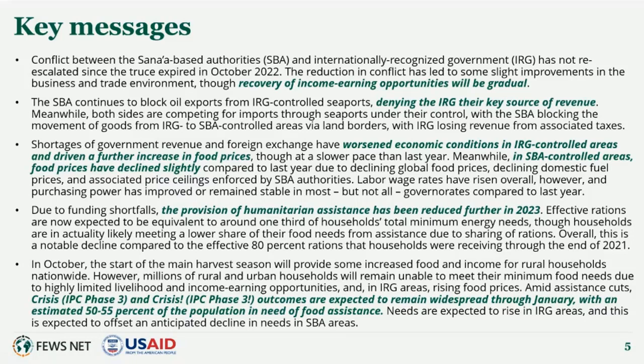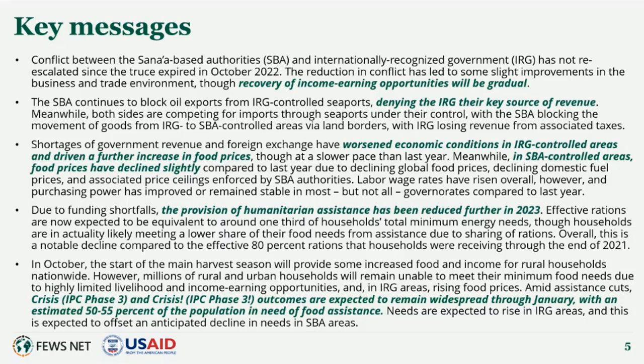Second, despite reductions in active fighting, both sides continue to engage in economic warfare tactics. Notably, the SBA continues to block oil exports from IRG-controlled seaports, denying the IRG their key source of government revenue. Meanwhile, both sides are competing for imports through seaports under their control, with the SBA also blocking the movement of goods from IRG to SBA-controlled areas via land borders, causing the IRG to lose further revenue from associated taxes.